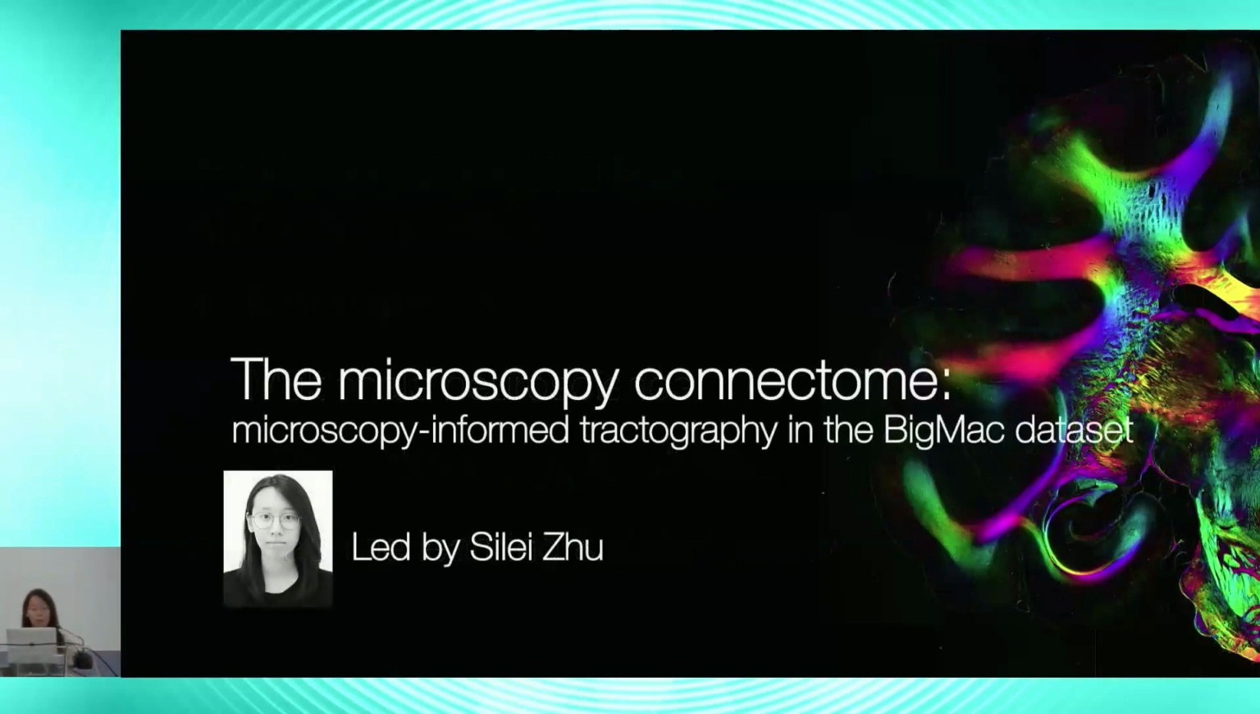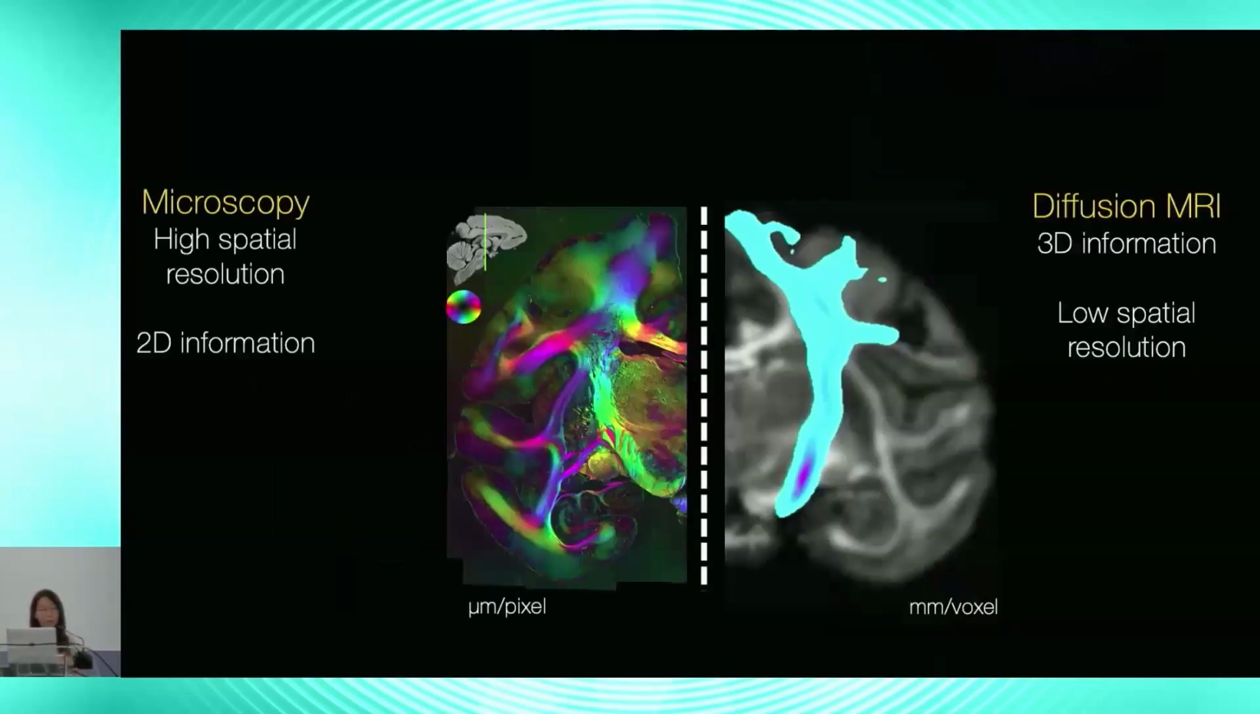So next, I'm going to talk about a tool we developed. We try to combine the advantages of diffusion MRI and microscopy and try to study how the brain connects, to better improve our knowledge about the brain connectome. So as we have seen in the BigMac dataset, microscopy and diffusion MRI have their own advantages and disadvantages, and they provide quite complementary information.